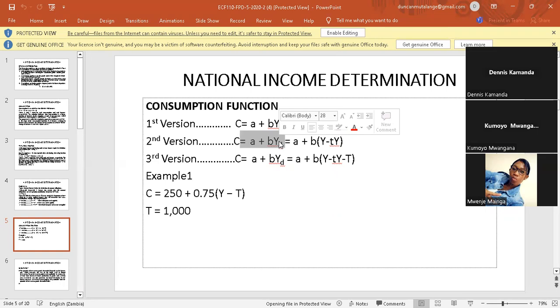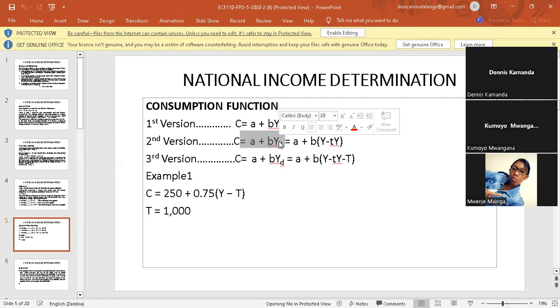So we can put plus, what is our B? Our B in this case is the MPC. What is it? The MPS is 0.6. We have the MPS, so we need to get the MPC from the MPS. So the MPC will be 0.4.